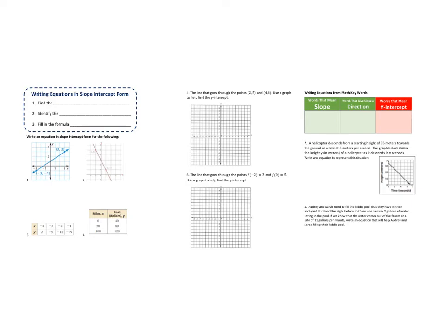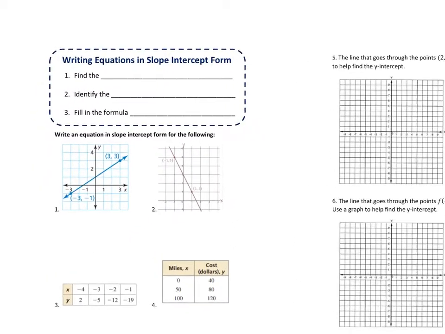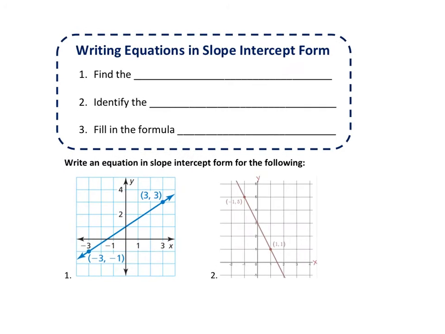All right, so we've spent some time graphing equations in slope-intercept form, but we're also going to be able to work backwards and write equations in slope-intercept form when we're given graphs, tables, and verbal descriptions. So the steps to write an equation in slope-intercept form is to find the slope. Obviously, if we're doing slope-intercept form, we need the slope.